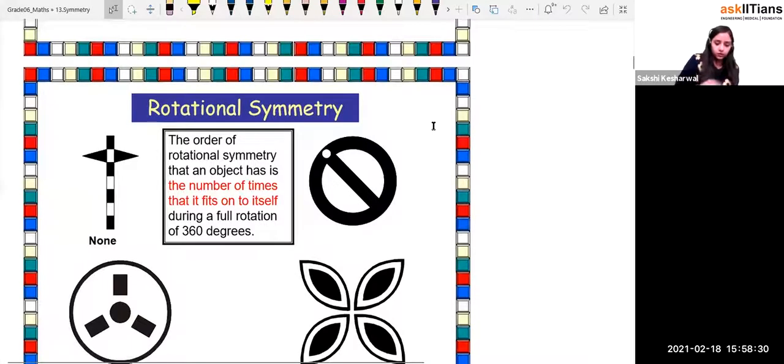So I think this much is very much clear, and it's good to go with the topic now. So this is called, beta, what? Okay, what is the rotation symmetry? The order of rotation symmetry of an object is the number of times that it fits on itself during the rotation of what, beta? Degree of what? 360 degree. That's what I was explaining to you.